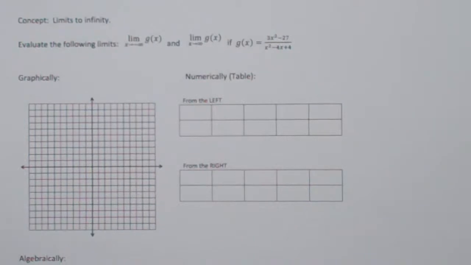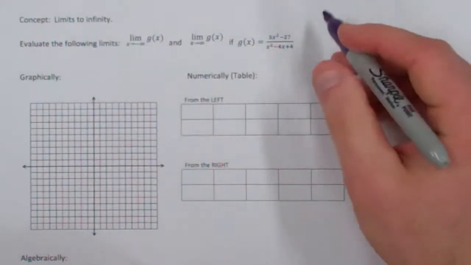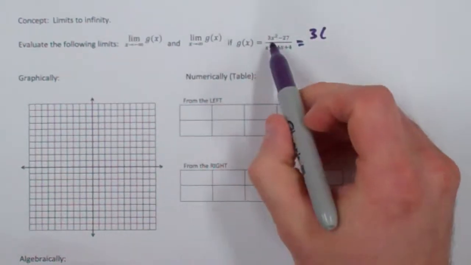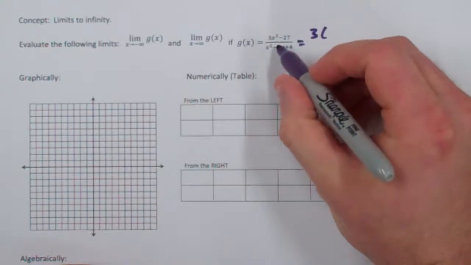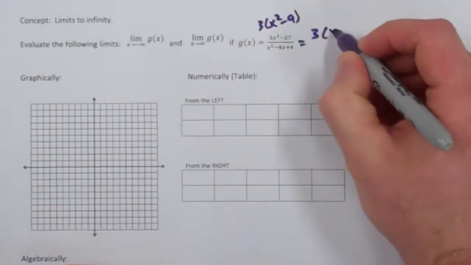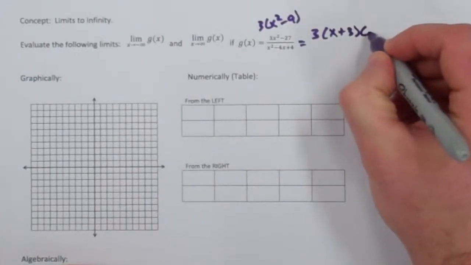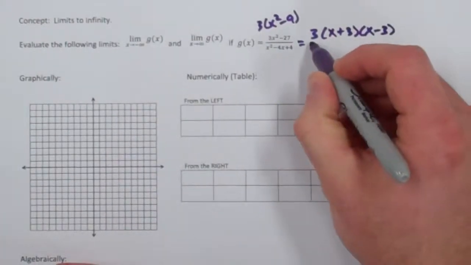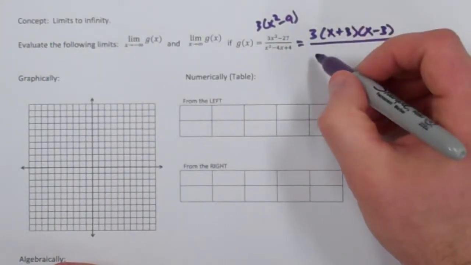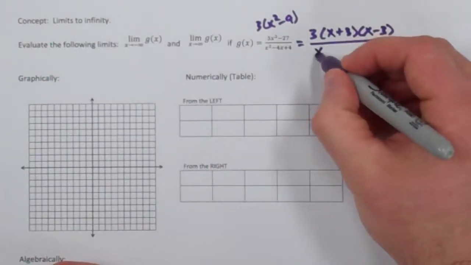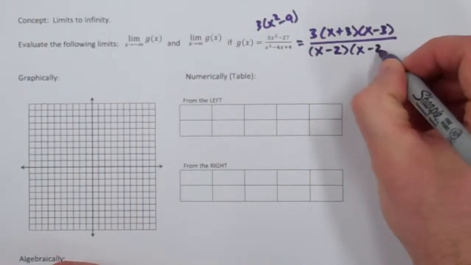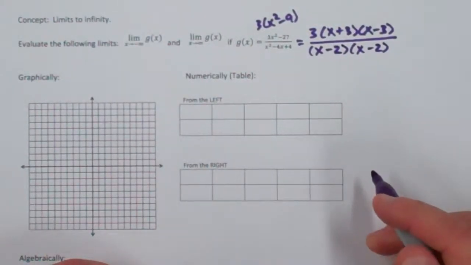One thing that we can do to graph this is we can go ahead and factor the top. If you factor this, you're going to pull a 3 out. So that's 3 times x squared minus 9, and we can further factor x squared minus 9 as x plus 3, x minus 3. And in the denominator, we could factor this one to be x minus 2, and then x minus 2. Of course, you could write this as x minus 2 quantity squared.